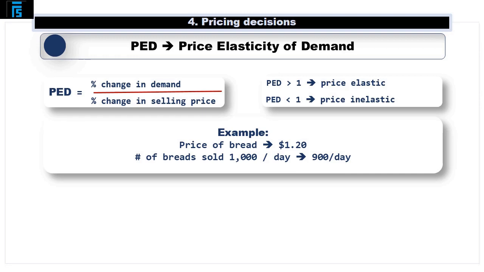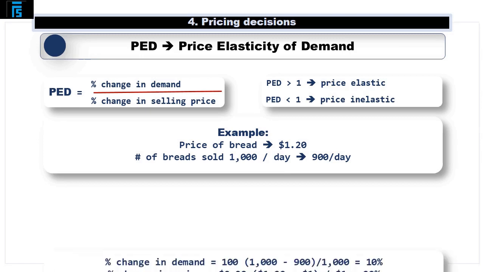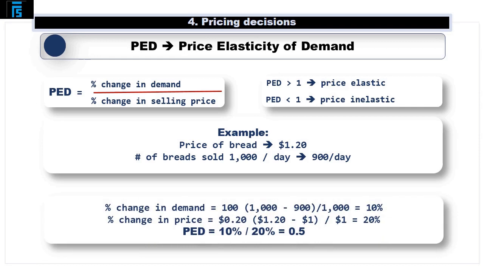The price of a loaf of bread increases from $1 to $1.20, and the supermarket goes from selling 1,000 loaves per day to 900 loaves per day. We want to know what the price elasticity of demand is for the loaf. To calculate the price elasticity, we first of all need to calculate the two components within the calculation.